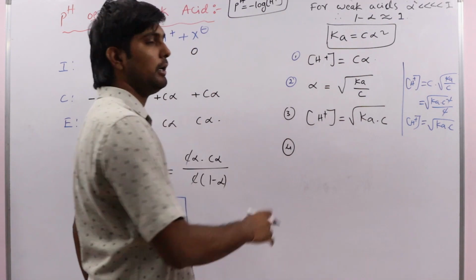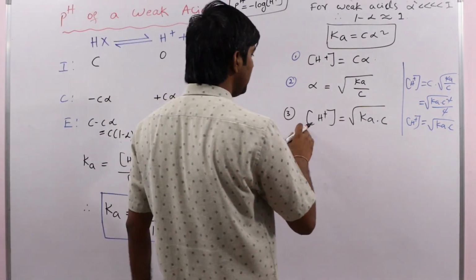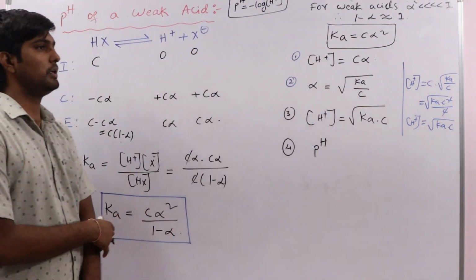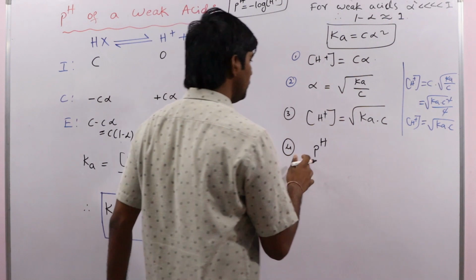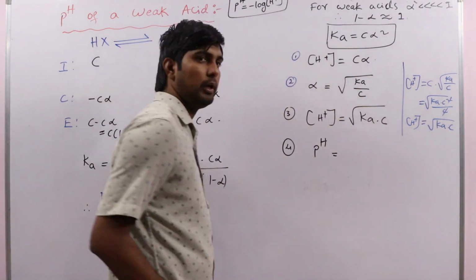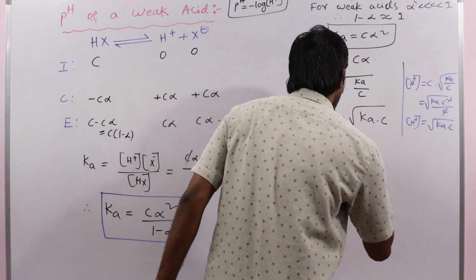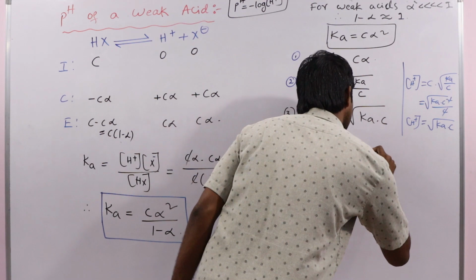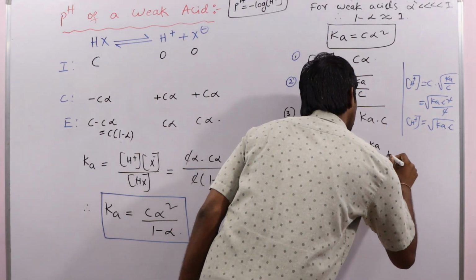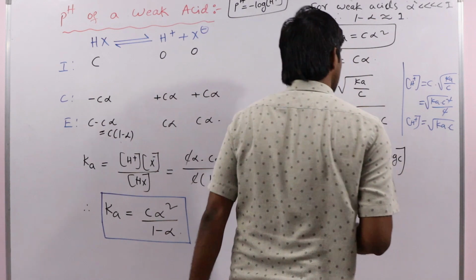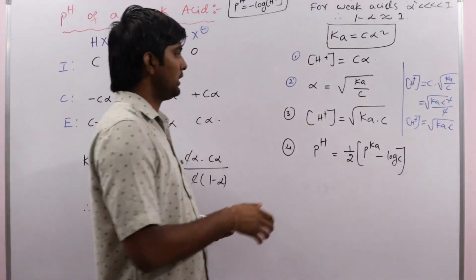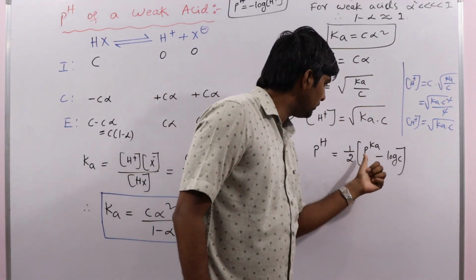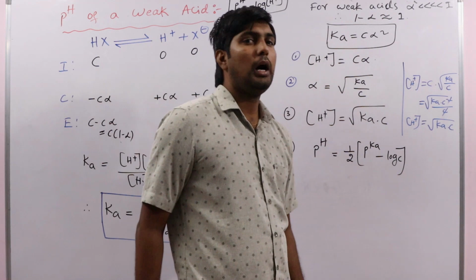Next, now if you apply negative logarithm on both sides, we get minus log H plus, that is nothing but the pH. Minus log H plus is equal to pH. And here also if you apply negative logarithm, we get finally 1 by 2 into pKa minus log C. So that simply you can do yourself.